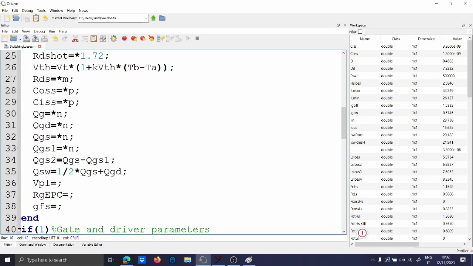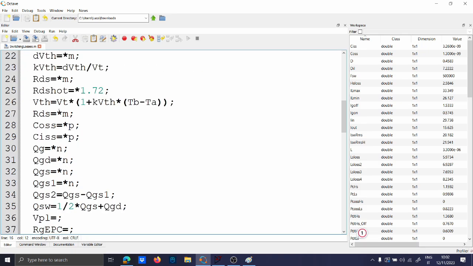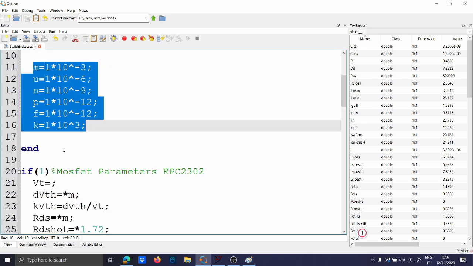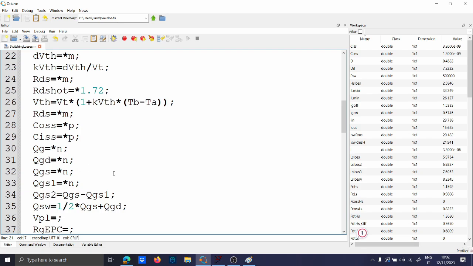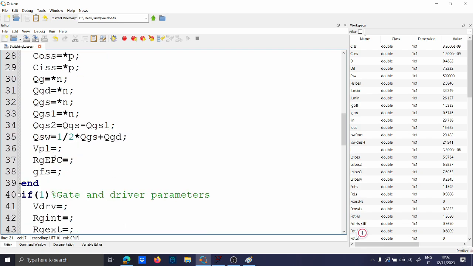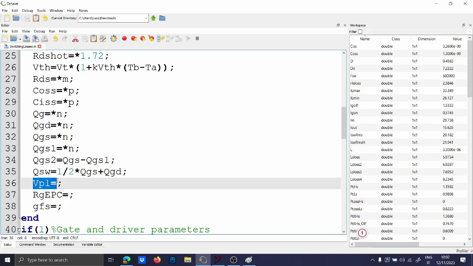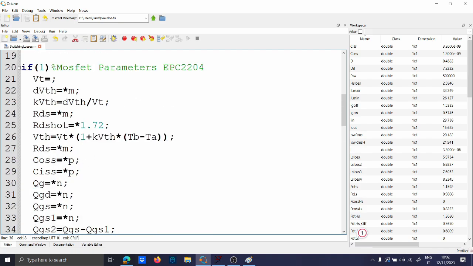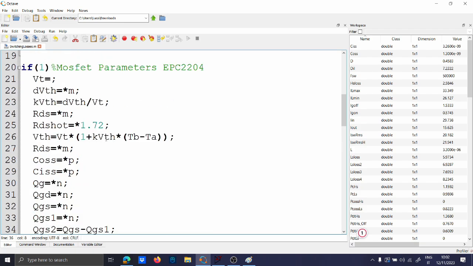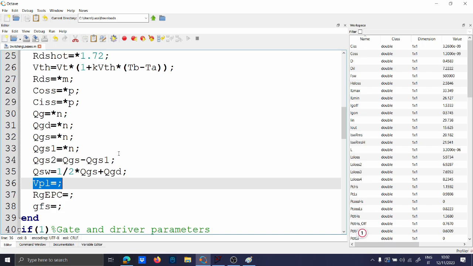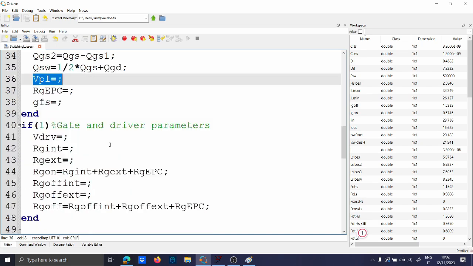Then you have to import this, which is basically all the parameters that you need for the EPC2204: gate charge, switching charge, the plateau voltage. So every device parameter that you need, most of which you can find on the datasheet. Others you have to calculate with some formulas which you can find in the application note.